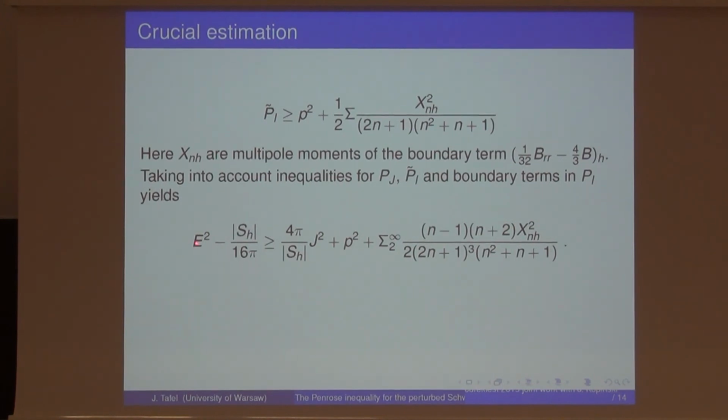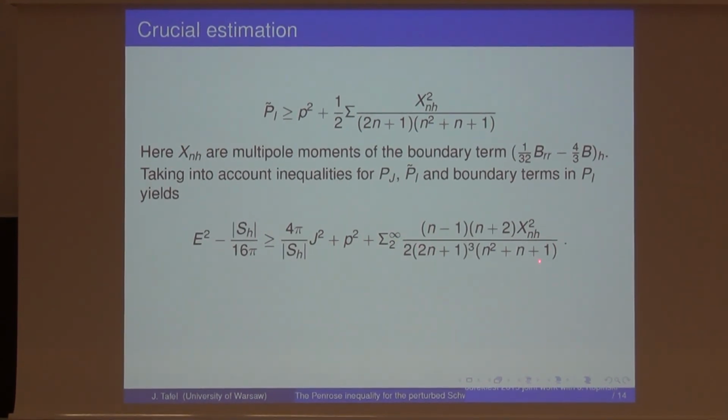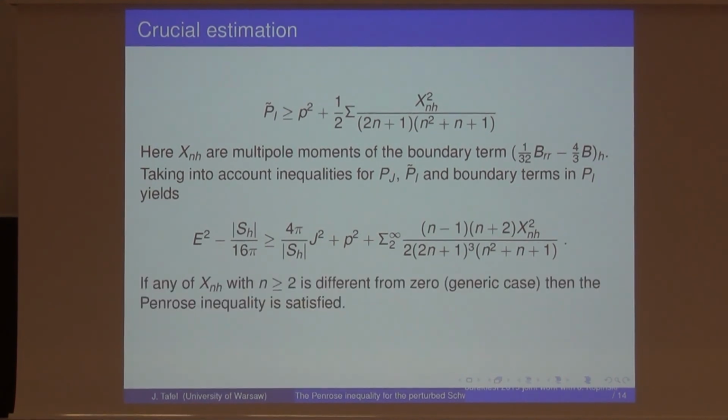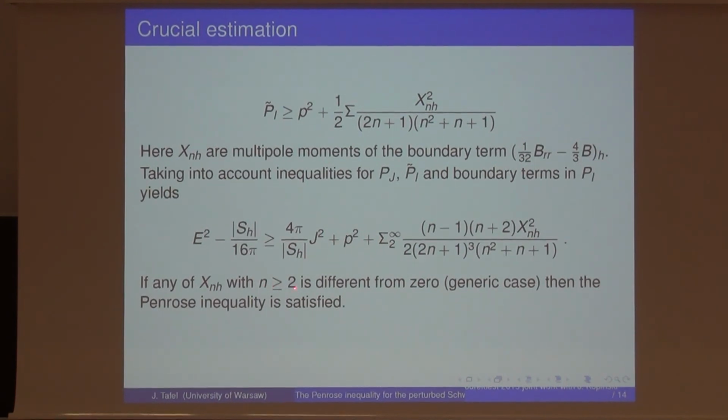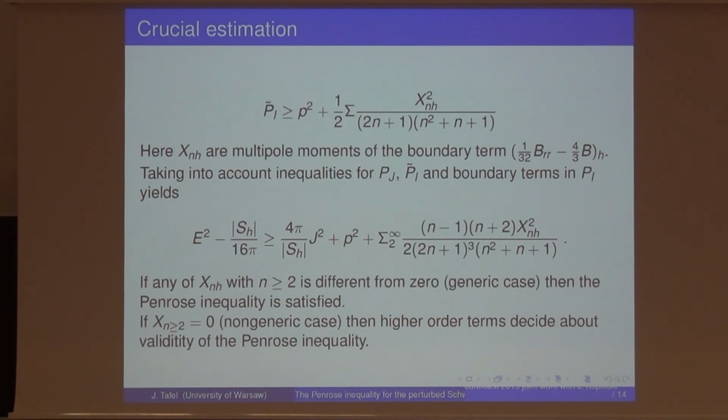So the difference between the square of the total energy minus the area of the horizon is bigger than this plus the square of the momentum plus a sum of positive terms. So this is always positive or zero. And so if any of these terms is different from zero, it means that the Penrose inequality is satisfied and sharp. What happens if all of them vanish? You see here the count is from 2. So if all higher moments than quadrupole vanish, then of course we don't know what to do. It means we have to pass to the higher order terms in this parameter epsilon, which may be difficult.